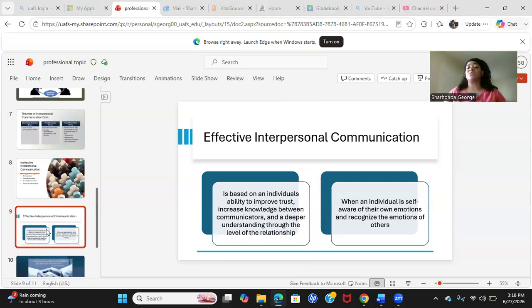When an individual is self-aware of their own emotions and recognizes the emotions of others, this is also effective because we never want to communicate from an emotional state of mind. And when you can do these things, you are effectively communicating with your team, with your leader, and with your coworkers.